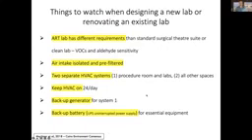Things to watch when designing a new lab or renovating an existing lab were also discussed in this meeting. Assisted reproductive technology laboratories have different requirements than standard surgical units. There are different VOC and aldehyde sensitivities, and the sensitivities are usually on a parts per billion level rather than a parts per million level. The air intake should be isolated and pre-filtered.